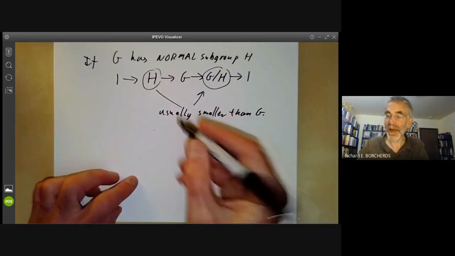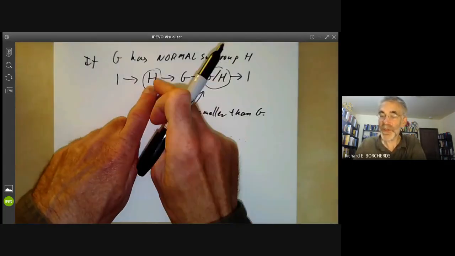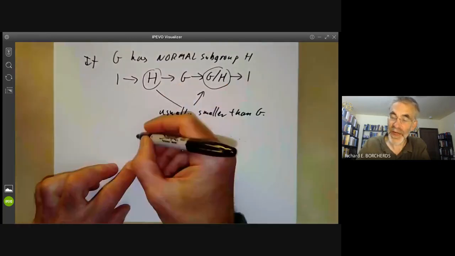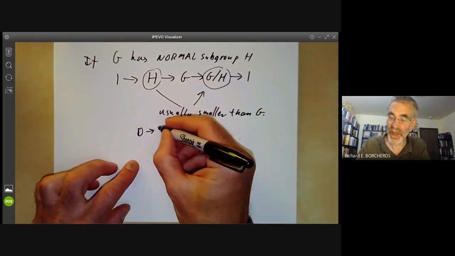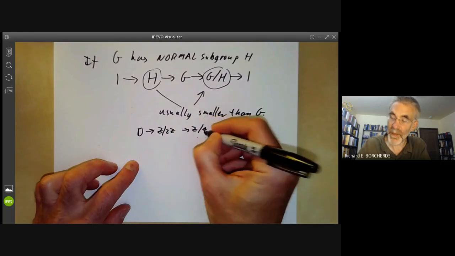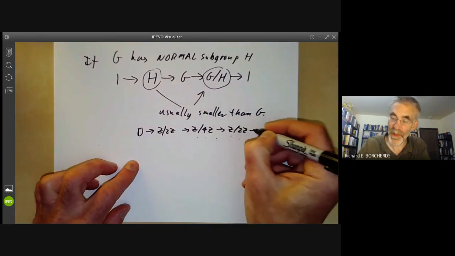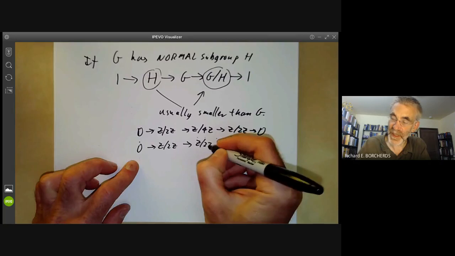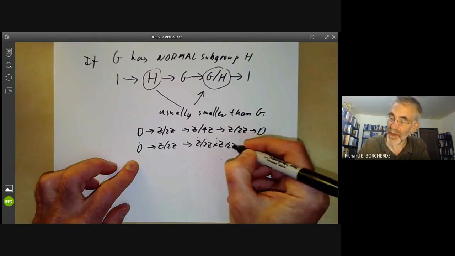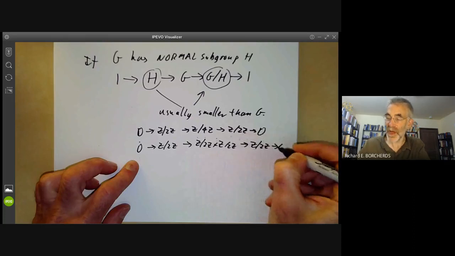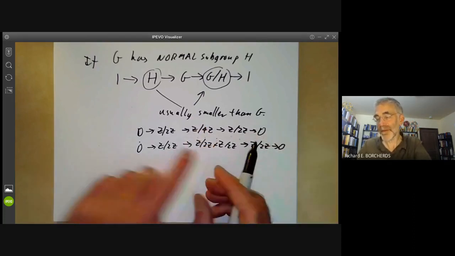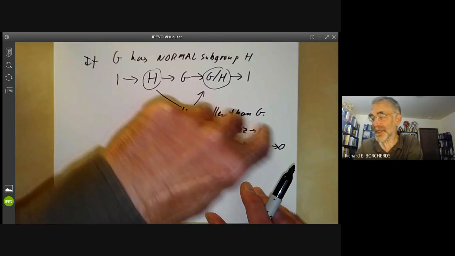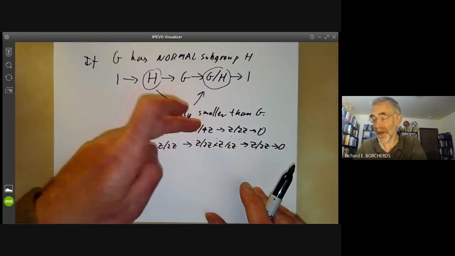I'll just emphasize yet again that if we know the normal subgroup H and the quotient group G over H, this does not determine G. Just a reminder from last lecture that we've got these sequences. 0 goes to Z/2Z, goes to Z/4Z, goes to Z/2Z, goes to 0. And 0 goes to Z/2Z, goes to Z/2Z times Z/2Z, goes to Z/2Z, goes to 0. So we have two different groups. They both have the same, or an isomorphic, subgroup Z/2Z, and the quotients are isomorphic, but that doesn't imply these two groups are isomorphic.